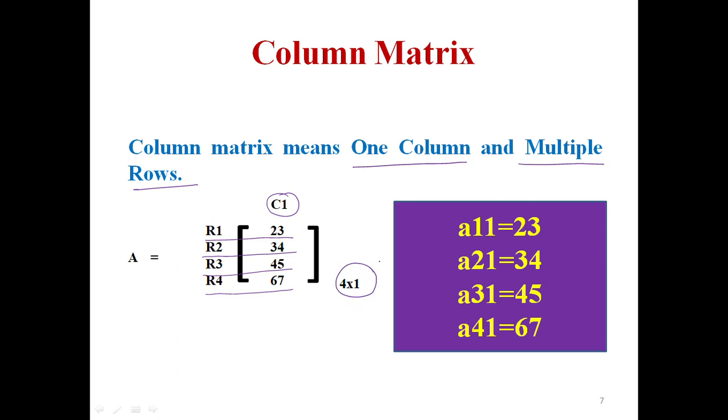And if anyone asks you, tell what's the value of row second and first column, then you can say that is 34. Means A11's value is 23, A21 value is 34, sorry, A31 value is 45, A fourth row first column's value is 67.